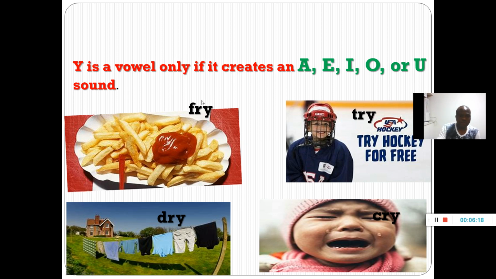So we have a word like fry. If you look at fry, like fry potato, or the verb fry, you will see that the final sound is I. So here Y is making the I sound, which is a long vowel. Therefore, here Y is a vowel, and at the same time, it is a syllable. So fry is a one syllable word.